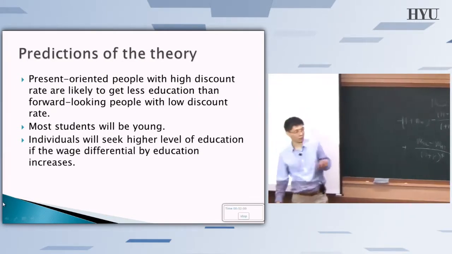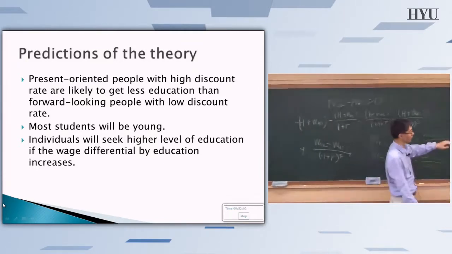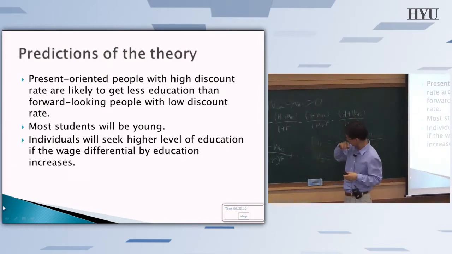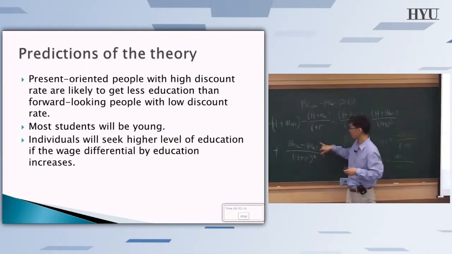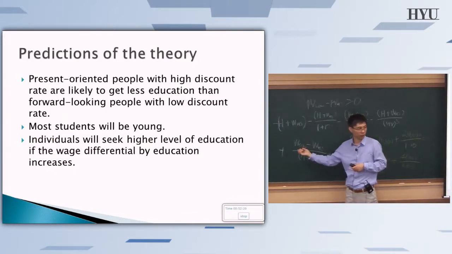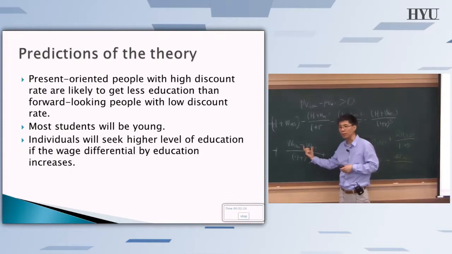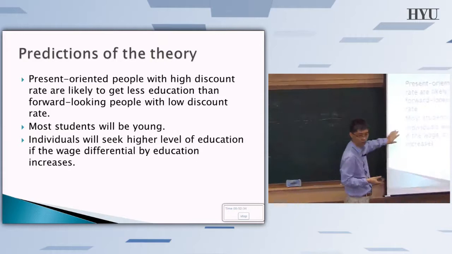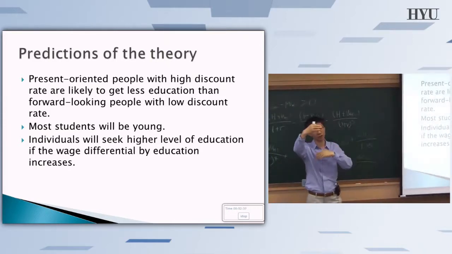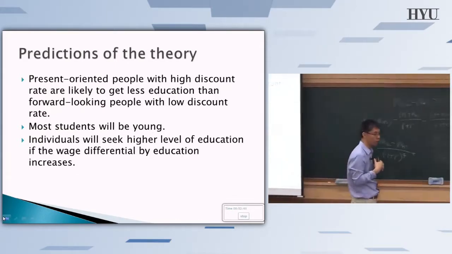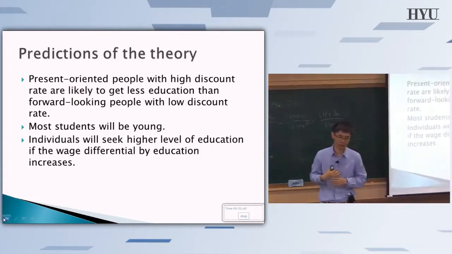Okay. Third is an obvious one. Individuals will seek a higher level of education if the wage differential by education increases. Obviously, if you look at this formulation, the net return of college education comes basically from the wage differential between college wage and high school wage. If it's greater, it obviously means that the return will be much higher. If it's smaller, the return is smaller. Right? So this wage differential is a very important value. So if the wage differential by education gets greater and greater, people tend to go to school more. If that wage differential gets smaller, then people are less likely to go to school.